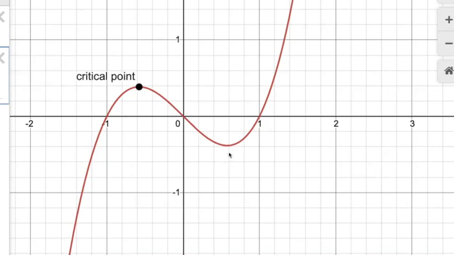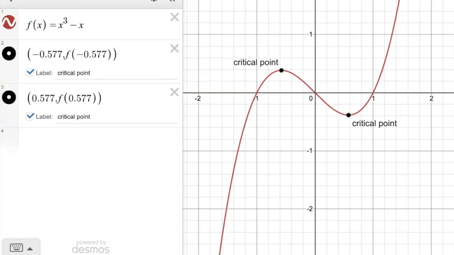And then I can do the same thing over here at positive. You said 0.6, and you were really, really close. So I'm going to label that as a critical point as well. And you label a point after you've made it by just clicking label and then typing in what you want. So the next thing after you've made your moving tangent line demonstration is to label the critical points.